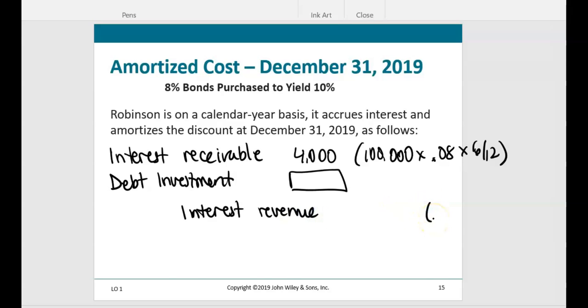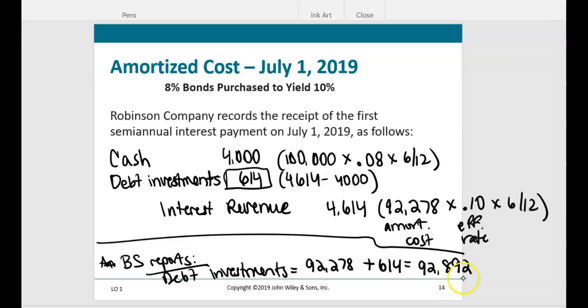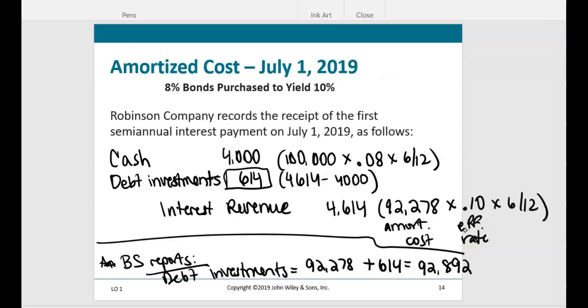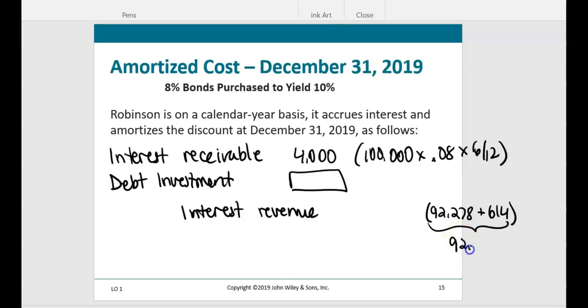which is equal to the amortized cost after our last entry, 92,892, or we can look at this as the initial 92,278, add the 614, same as we said 92,892, multiply this by the market or effective rate or yield of 10%, and this gives us interest revenue of 4,645. That difference, of course, goes to increase our asset debt investments.